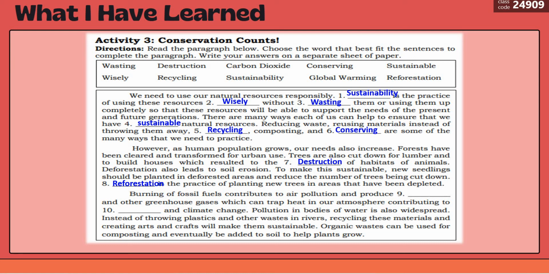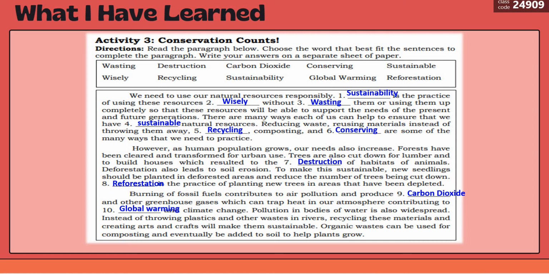Burning of fossil fuels contributes to air pollution and produces carbon dioxide and other greenhouse gases which can trap heat in our atmosphere, contributing to global warming and climate change. Pollution in bodies of water is also widespread. Instead of throwing plastics and other wastes in the rivers, recycling these materials and creating arts and crafts will make them sustainable. Organic wastes can be used for composting and eventually be added to soil to help plants grow.